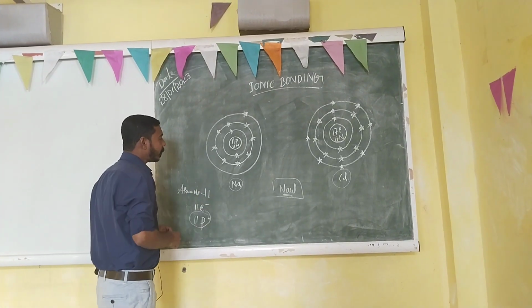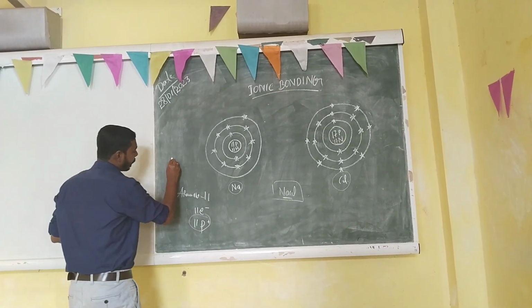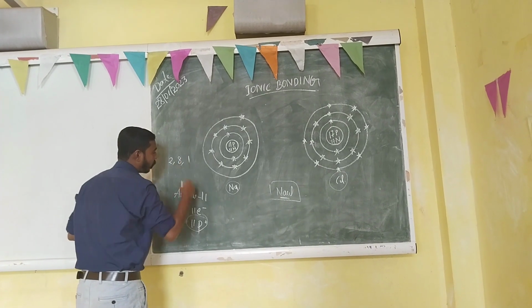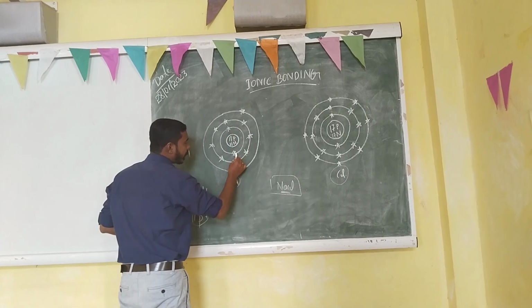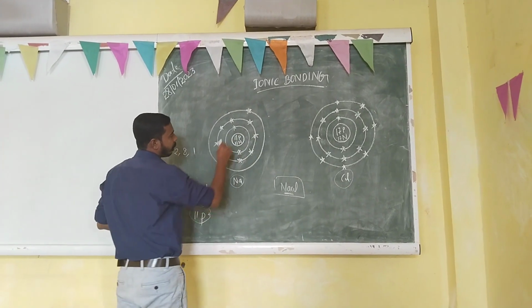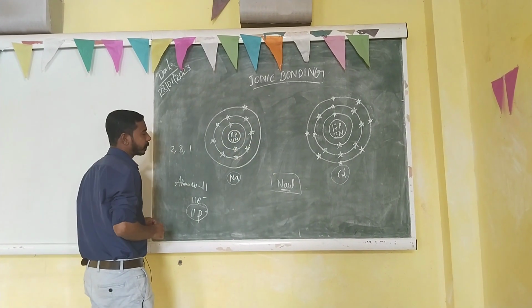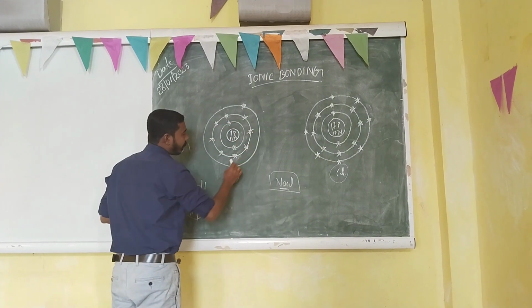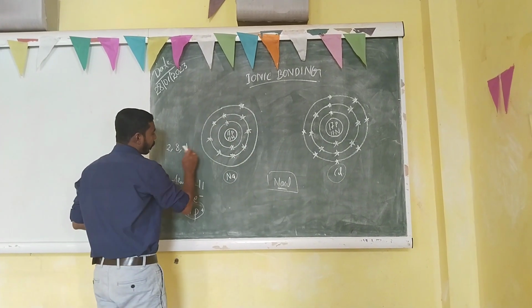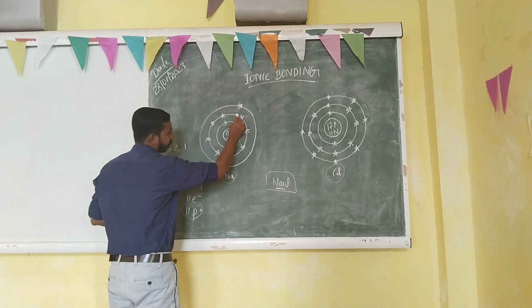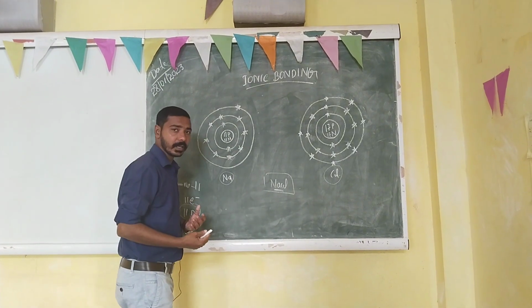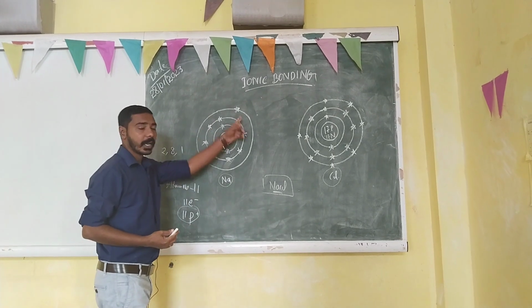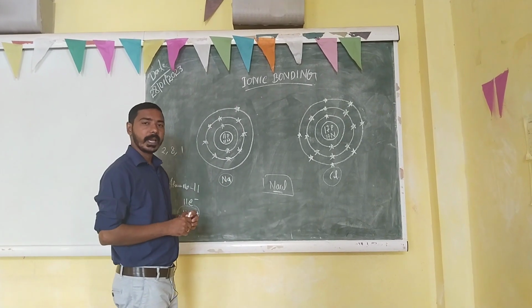Here the electronic configuration of sodium is 2, 8, 1. This means that in the first shell or orbit the maximum number of electrons we can accommodate is 2, in the second shell the maximum is 8, and in the third shell the outermost electrons. For stability an atom needs 8 electrons.